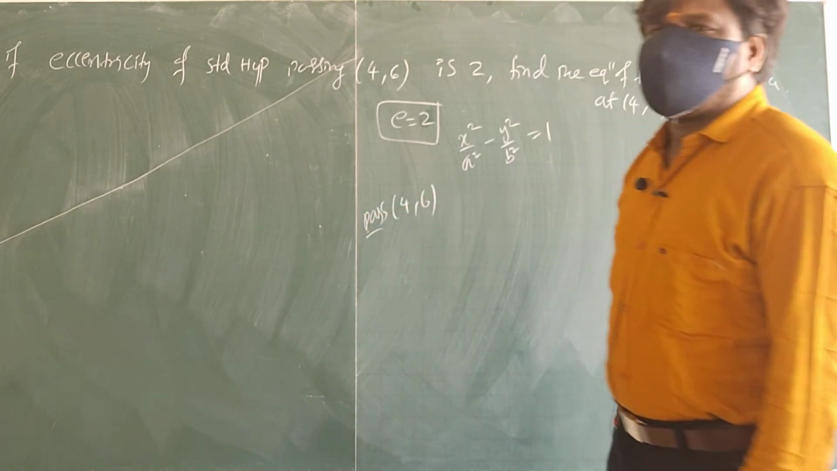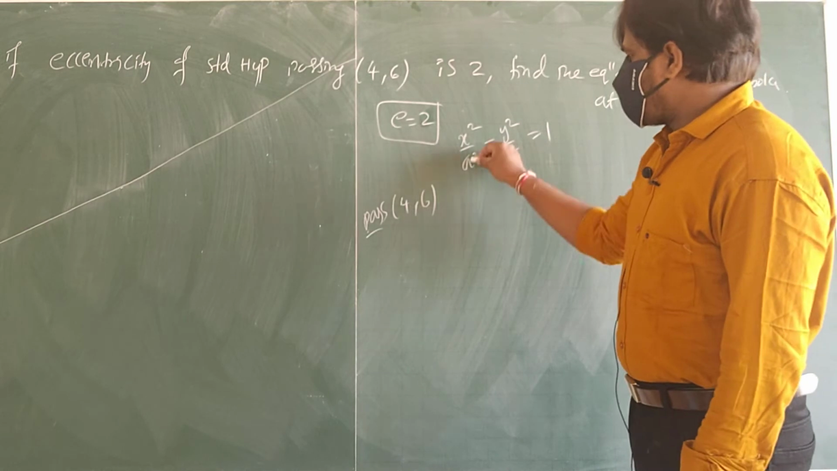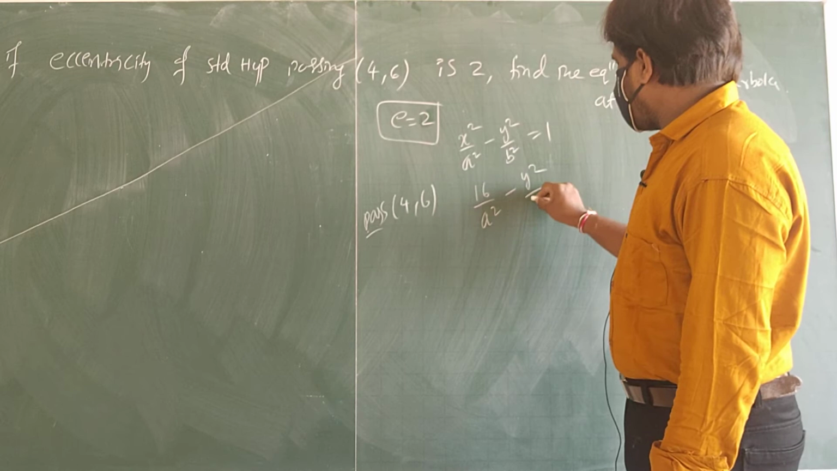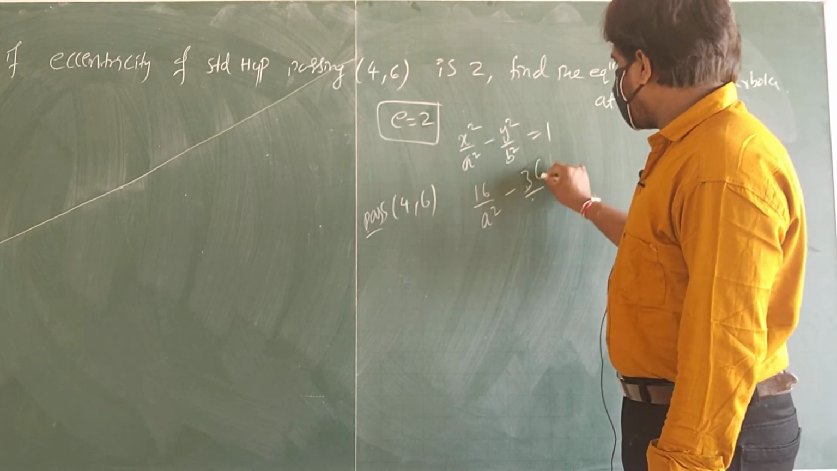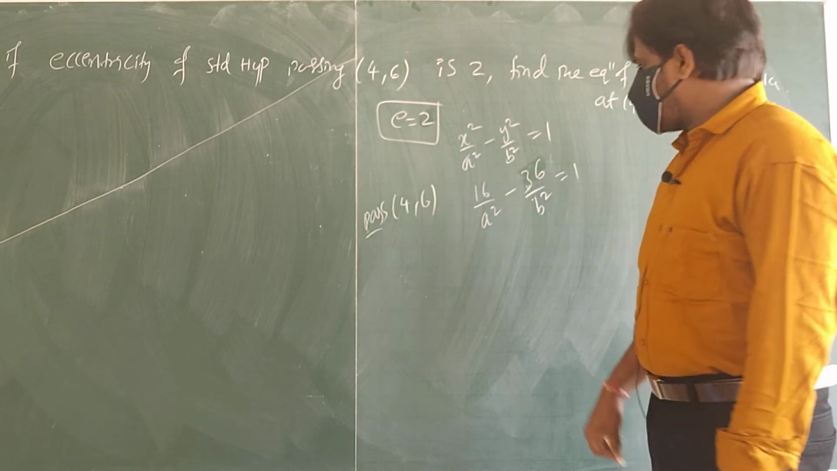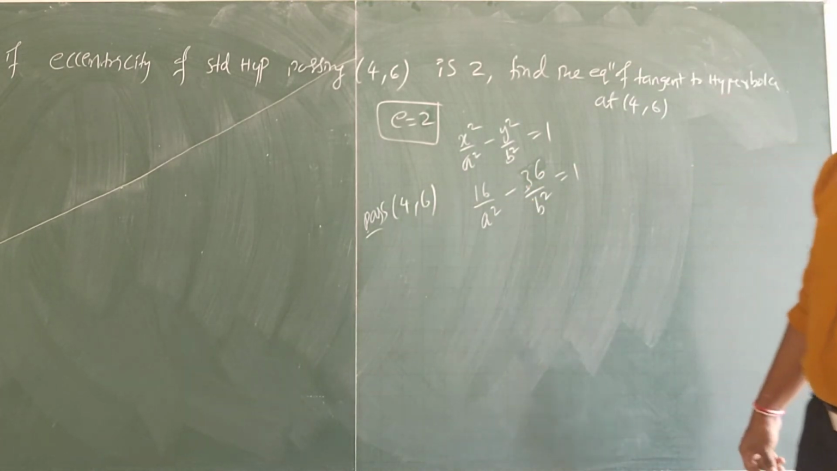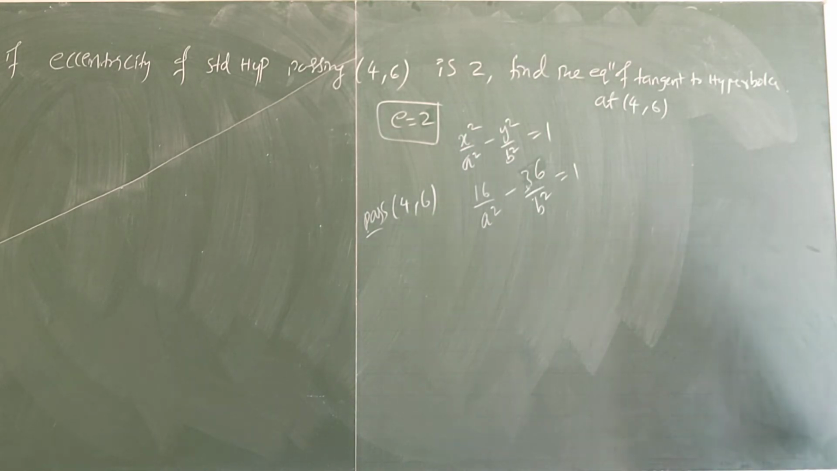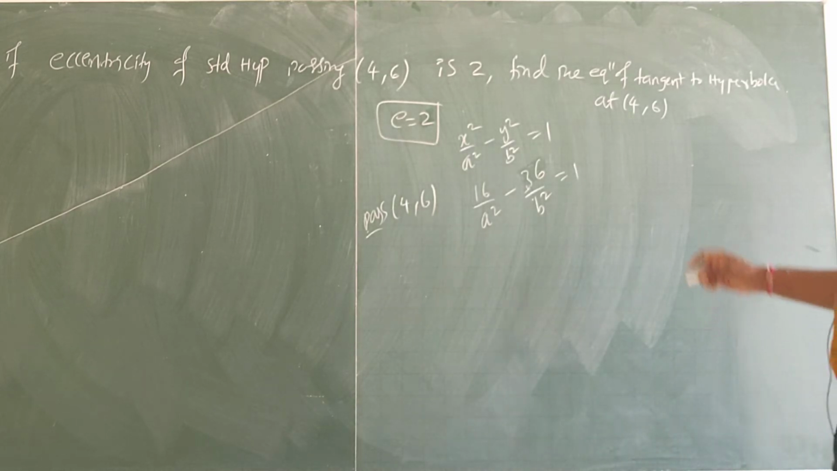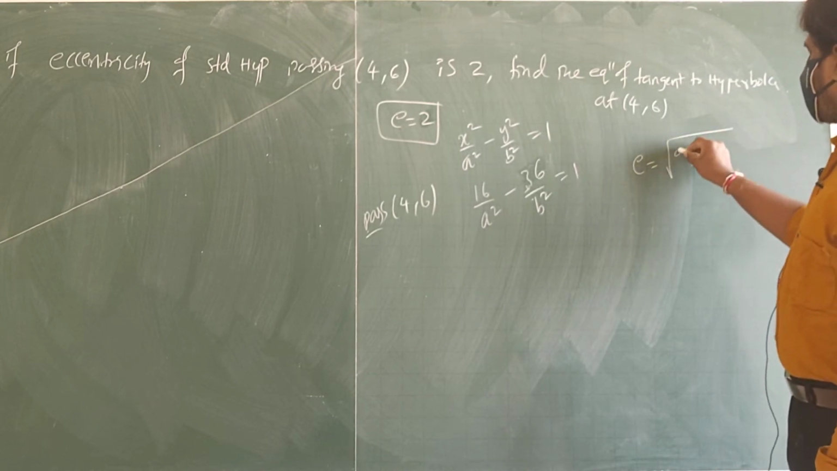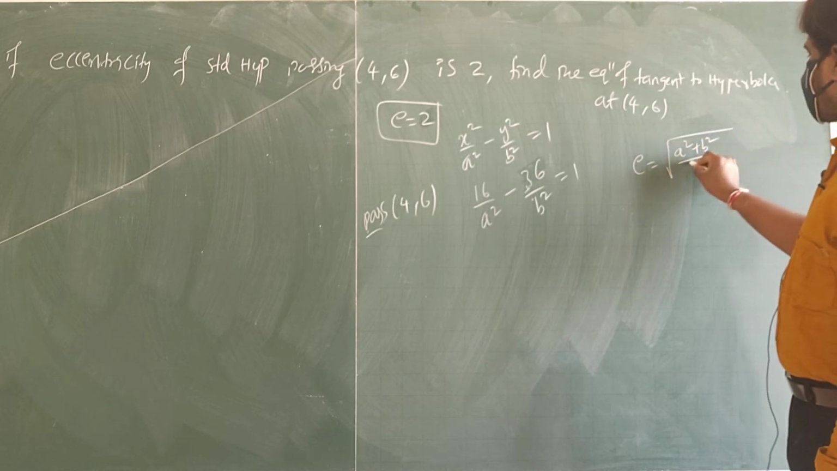So wherever x is there, put 4, and wherever y is there, put 6. Substitute here. 4 square is 16 by a square minus 36 by b square is equal to 1, because this hyperbola is passing through this point. Then the equation of the tangent is asked. First of all you have to find the a value and b value. That is important here. So you know that eccentricity is equal to, what is our formula, under root of a square plus b square upon a square.